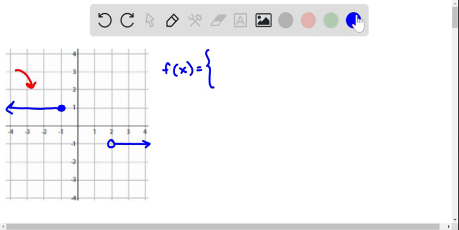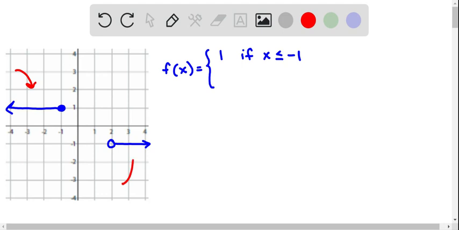So that's a line at a height of 1. Its equation would be f of x equals 1. And for the domain of that piece, it looks like it's going through x values from -1 on down to -infinity. So we can say if x is less than or equal to -1.